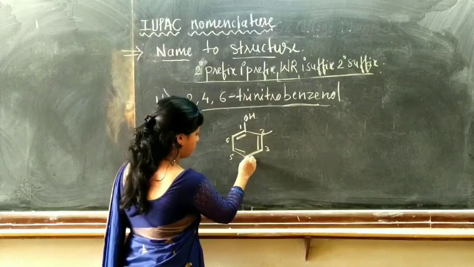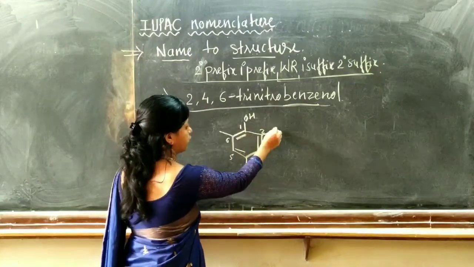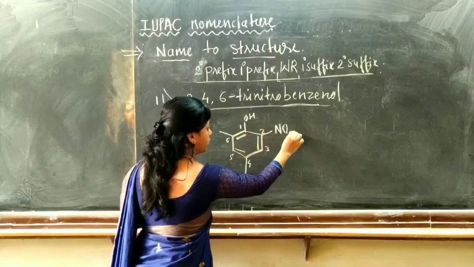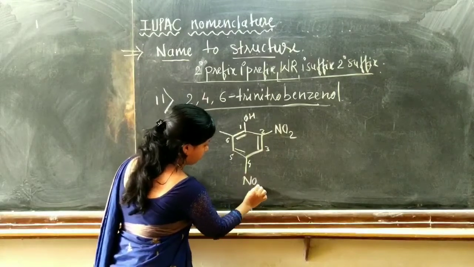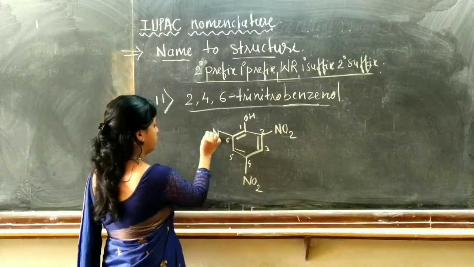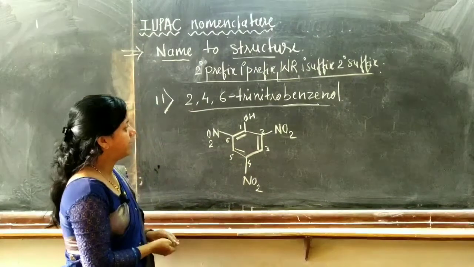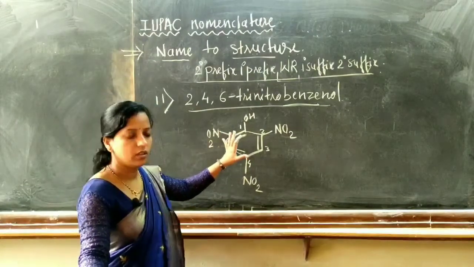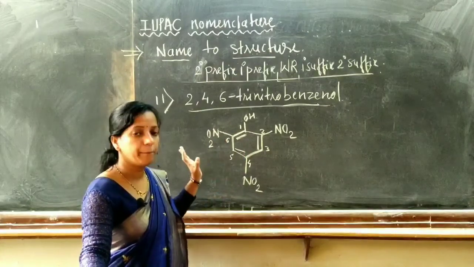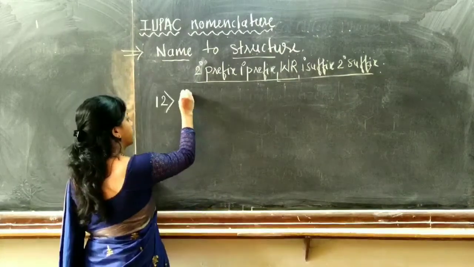So here we have to attach a nitro group. So it is NO2, this is NO2 and this is NO2. So this is 2,4,6-trinitrobenzenol. It is also called picric acid.